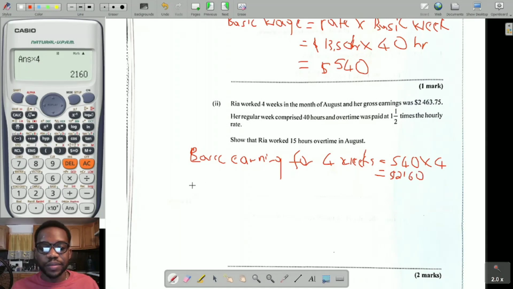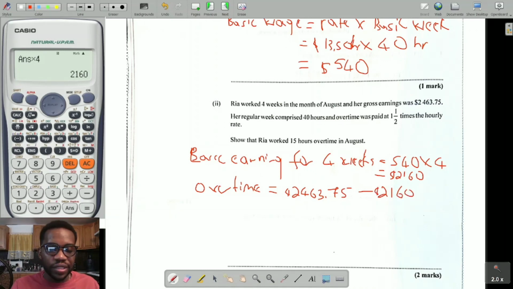Alright, so what does that tell me? That the overtime is equal to the total amount of money that she made, which is $2,463.75, take away what she normally makes without doing any form of overtime, which is 2,160. Once again, make good use of your calculator, guys. You can't go wrong here. So I'm going to have $2,463 and of course 75 cents minus $2,160.